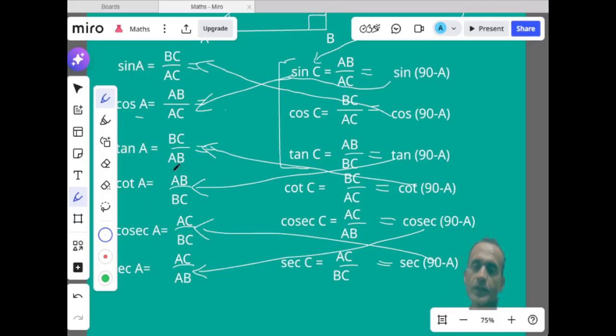So this is the relation between these complementary angles A and C: sin 90 minus A is equal to cos A, cos 90 minus A is equal to sin A, tan 90 minus A is equal to cot A, cot 90 minus A is equal to tan A, cosec 90 minus A is equal to sec A, and sec 90 minus A is equal to cosec A.